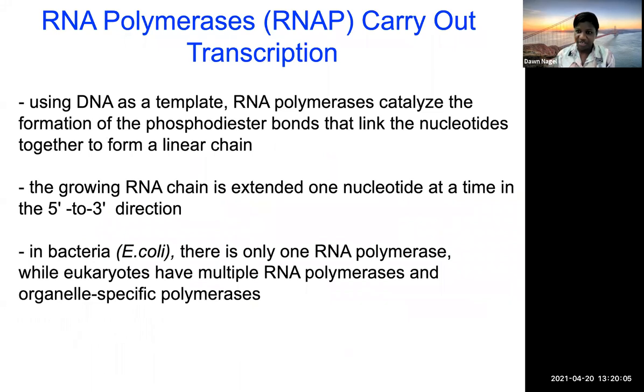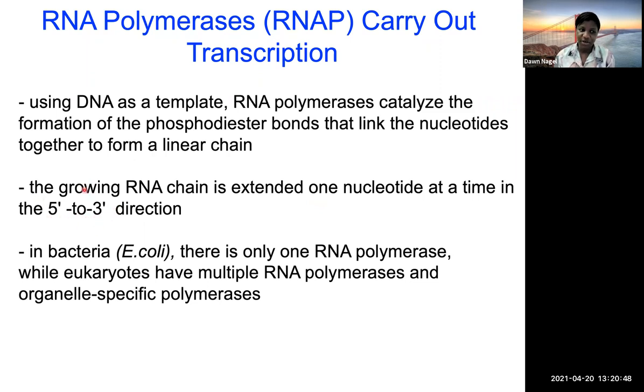So let's begin. Polymerase is absolutely the most important enzyme because without polymerase, you can't transcribe anything. It's very simple, of course, in bacteria because there's only one RNA polymerase. RNA polymerase uses DNA as a template, right? Because you're transcribing that DNA sequence into RNA. And it catalyzes the formation of phosphodiester bonds that link the nucleotides together to form a linear molecule, or RNA, okay? The growing RNA chain is extended one nucleotide at a time in the 5' to 3' direction.